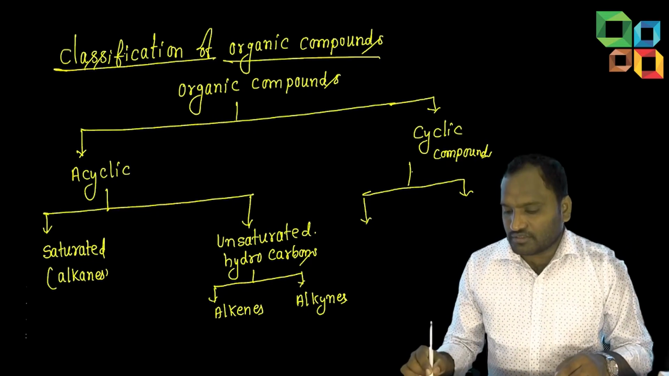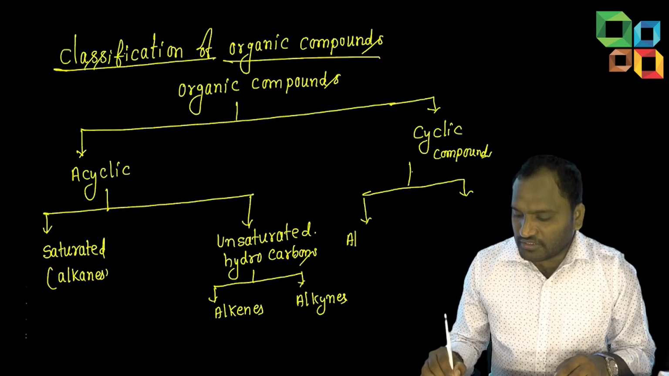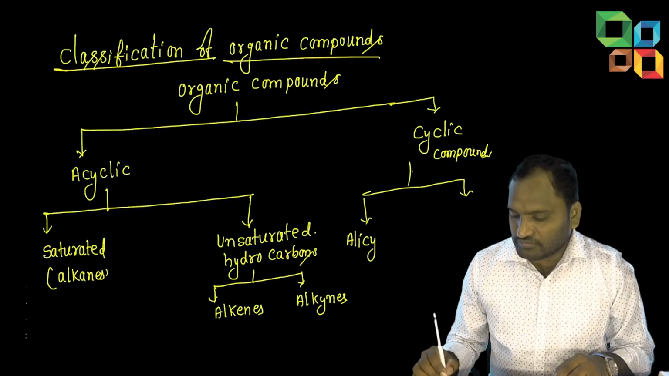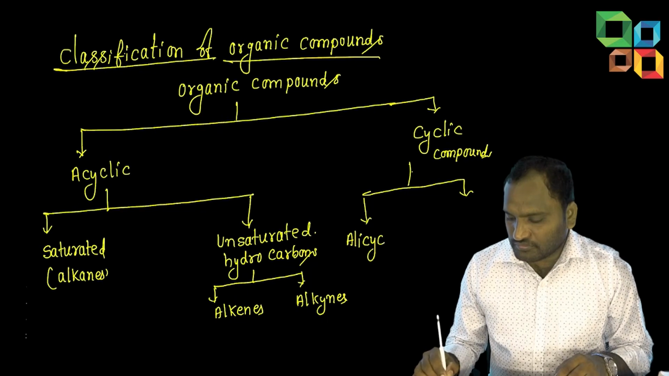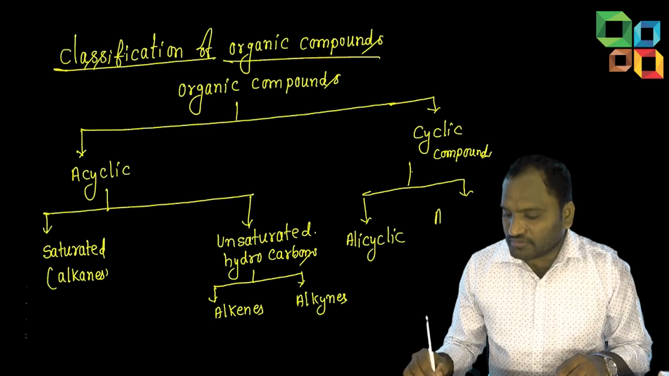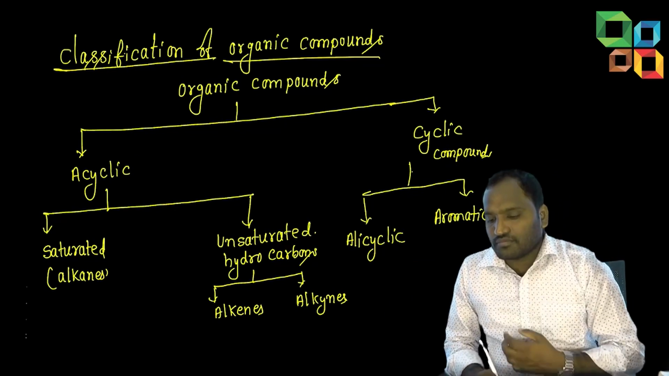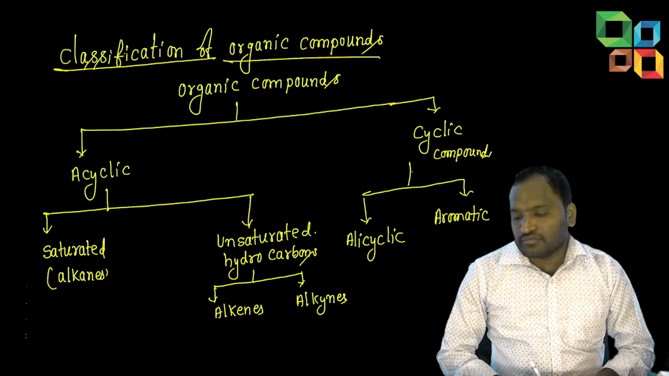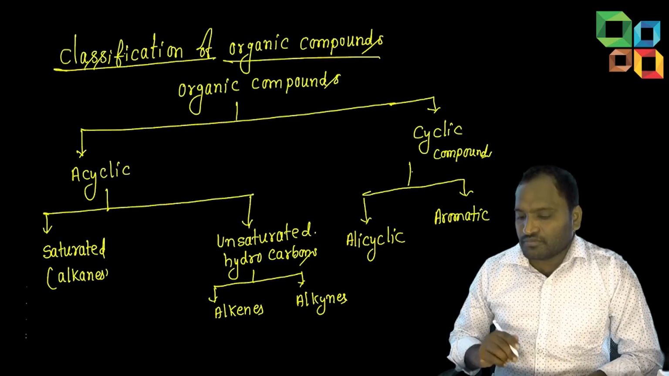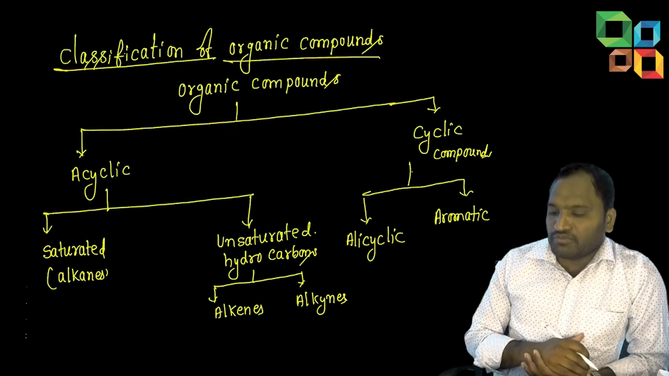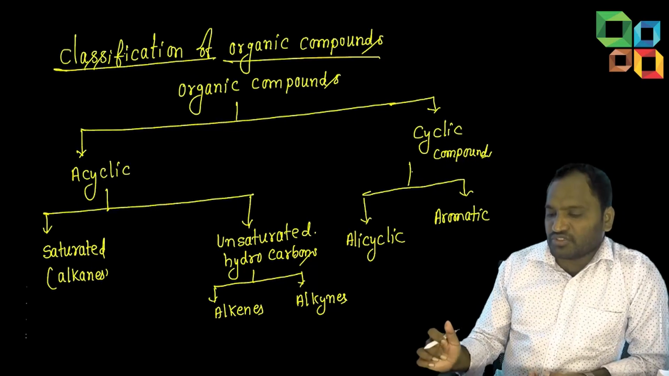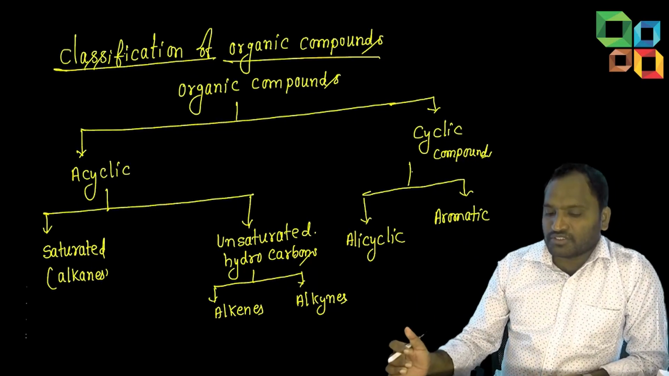Cyclic and cyclic. Highly cyclic, aromatic. Aromatic compounds. So here one by one we will discuss, students. Still classification is there, so much required. One by one anyway we will discuss now.